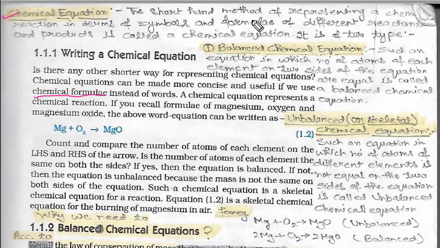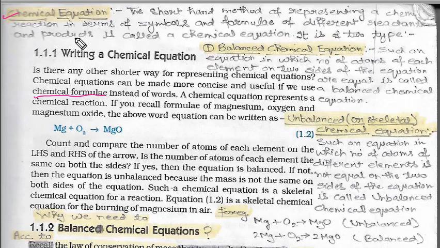So what is a chemical equation? It is a shorthand method, that means it is even shorter than the word equation, of representing a chemical reaction in terms of symbols and formulae of different reactants and products. Now why are they saying symbols and formulae? If it is an element, then we will only use the symbol of that element, like magnesium and oxygen. But sometimes it can be a formula like magnesium oxide. So we use either the symbol or formula of different reactants and products.